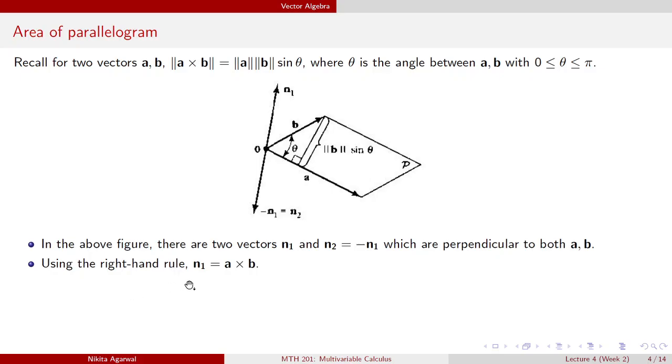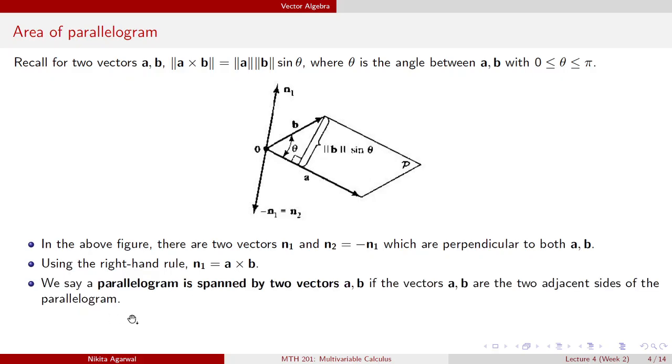Now, using the right hand rule which we saw last time, N1 is equal to A cross B. So you curl your fingers from A to B, and wherever your thumb points, that's the direction of A cross B. So in this case, N1 comes out to be A cross B. So we say that a parallelogram is spanned by two vectors A and B if the vectors A and B are two adjacent sides of the parallelogram. So this parallelogram that you see in the picture is spanned by vectors A and B because A and B are adjacent sides of this parallelogram.